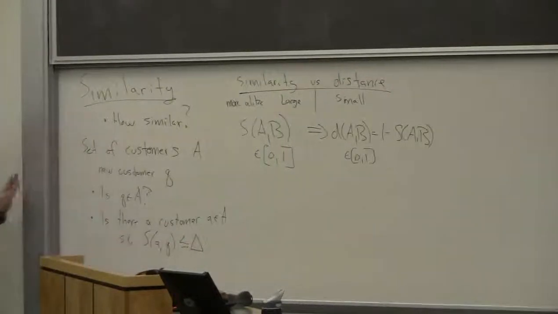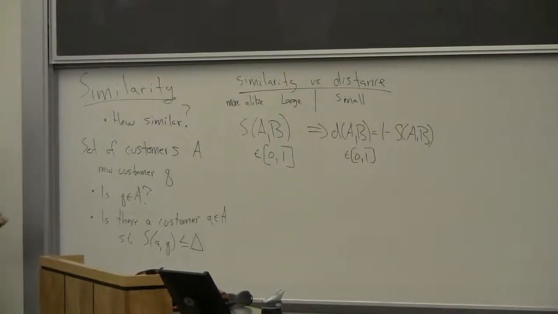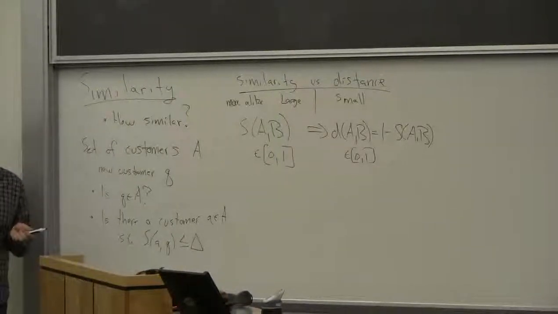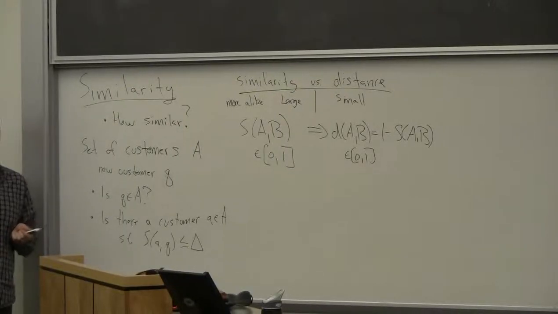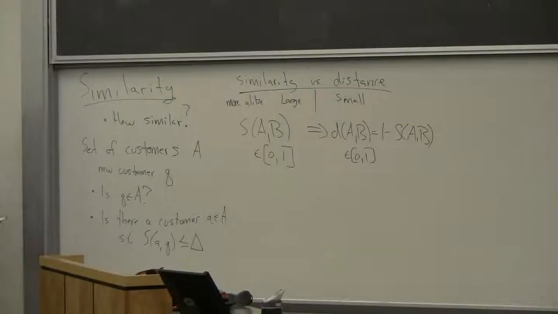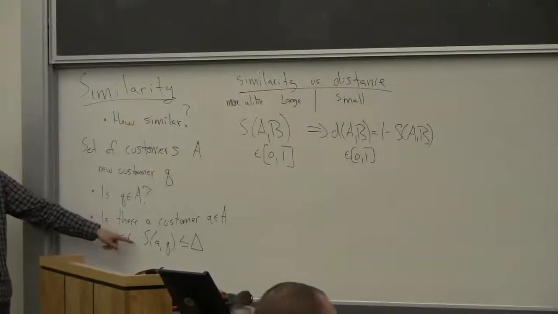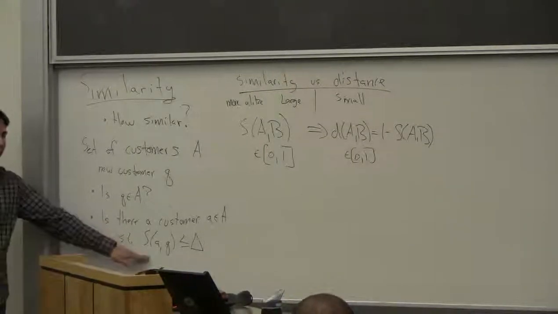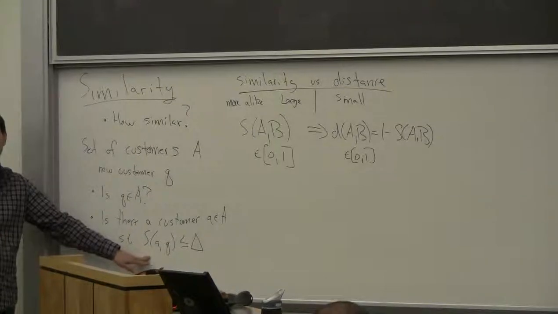Right? So is there a customer in the set which is similar to your question? If you're taking pictures of people's faces, even if you have very similar lighting and the same pose, the two pictures are probably not going to be exactly the same, but they can be very similar to each other. You want to find, is there something similar to your query in your set. So these are the sorts of things we're going to ask. And in order to do that, we need to define precisely different notions of similarity.